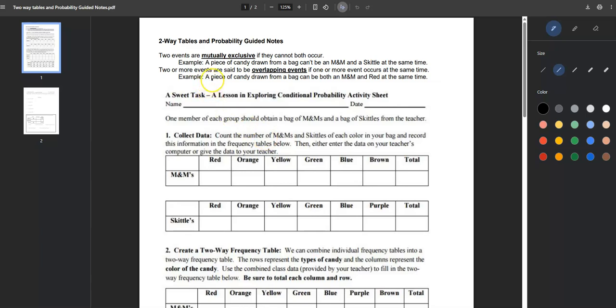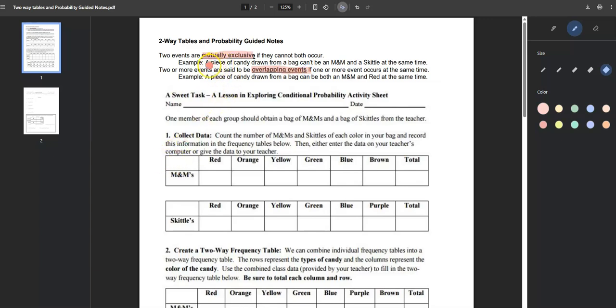So we're going to look at, again, how to construct these two-way tables. We're going to talk about it generally, but a lot of times you have done this, so we won't spend a ton of time. We'll spend more time on the probability part of it. One thing you need to know, two-way tables are great to show two things: mutually exclusive events and then overlapping events. So these two things are awesome to make sure you know what they are.